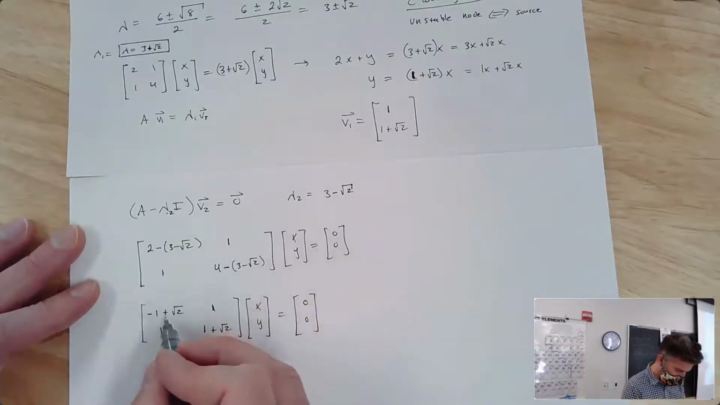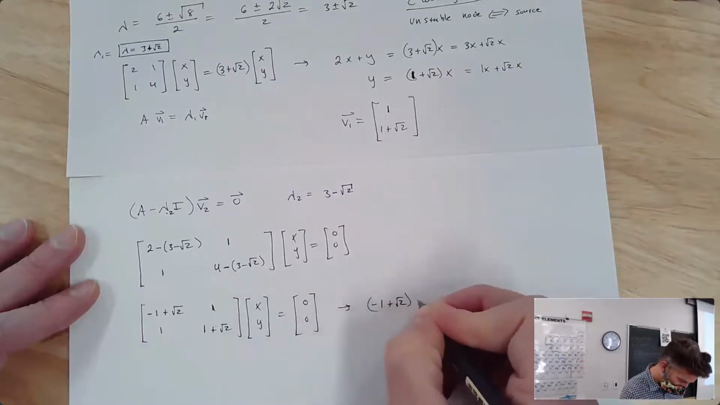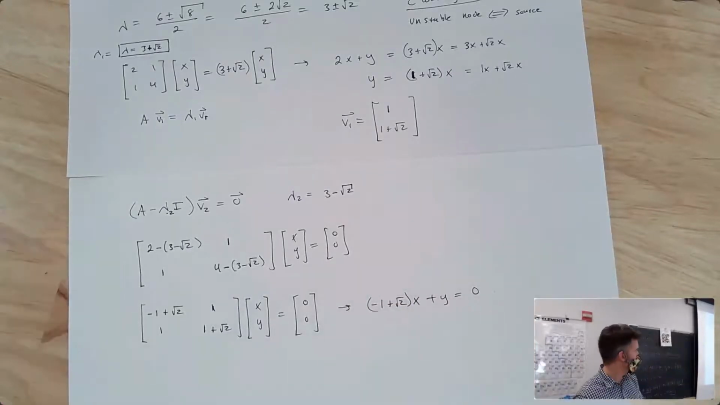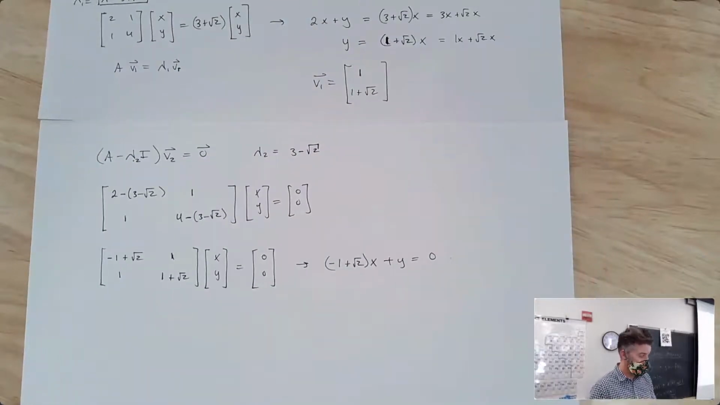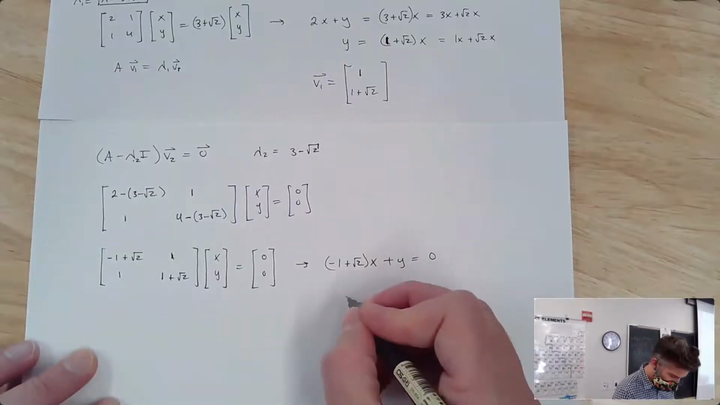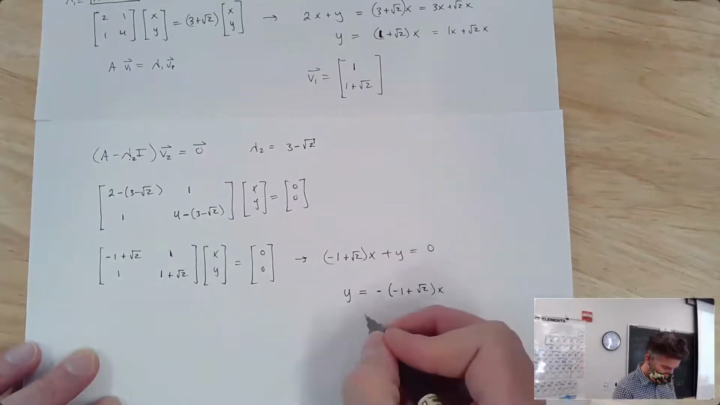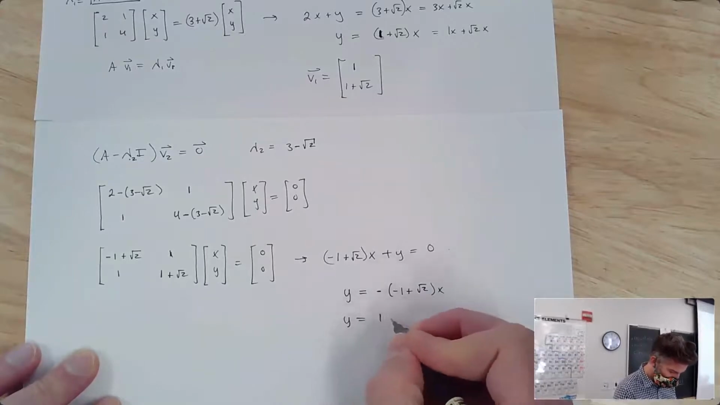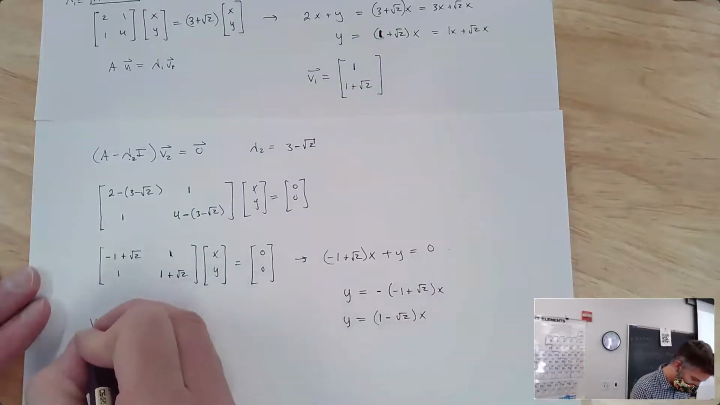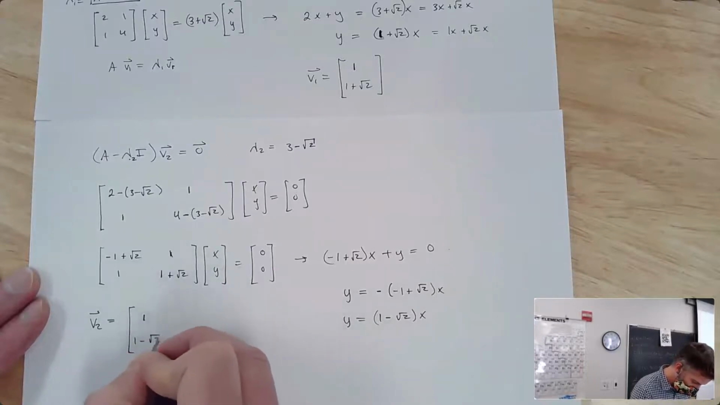So when I do this row times that column, I get (negative 1 plus root 2) times x plus y equal to 0. And that's actually much easier to solve for y, because I've already just got something times x plus something times y equal to 0. So if I just bring this over to the other side, y is going to be (negative 1 plus root 2) times x, or distributing the minus sign, y equals (1 minus root 2) times x. And so my eigenvector here is going to be [1, 1 minus root 2].